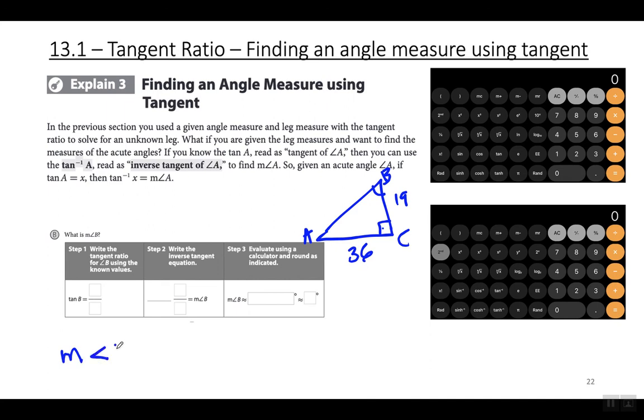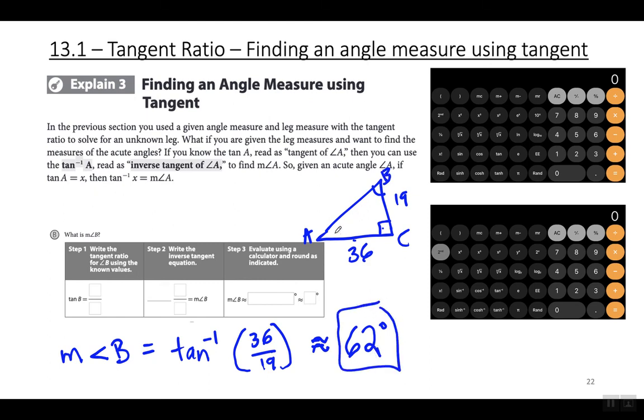So the measure of angle B equals the inverse tangent of 36 divided by 19, because from the point of view of angle B, the opposite side is 36, the adjacent side is 19. So again, I recommend that you practice that on the calculator. In my calculator, I'm going to do 36 divided by 19 equals, and then I hit the inverse tangent button, and your answer, when you round it to the nearest whole number, is approximately 62 degrees. Notice that 62 plus the 28 I got over here gives me 90 degrees. These angles are complementary angles.